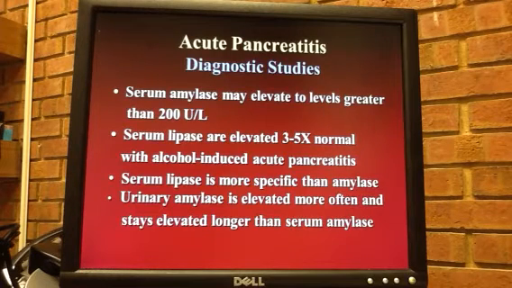The lipase is also elevated. It can stay elevated for a couple of weeks. It's more specific than amylase because amylase can also be found in other organs, and for example things like mumps or an ectopic pregnancy, cerebral trauma, bowel or gastric ulcer perforations. These things can also increase serum amylase levels. Renal transplantation can make the amylase levels go up. So there's some other things besides just acute pancreatitis that can affect amylase, whereas lipase is more sensitive to that.